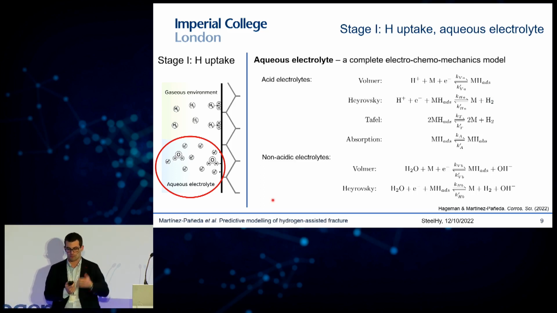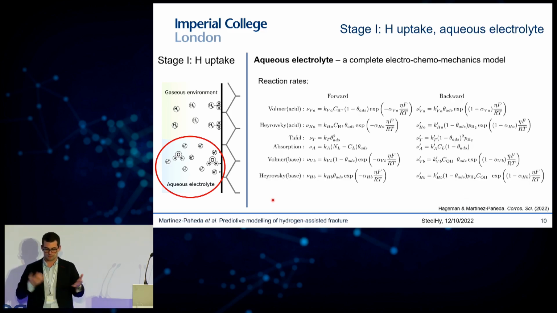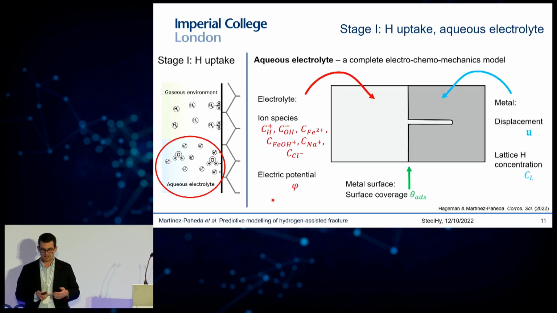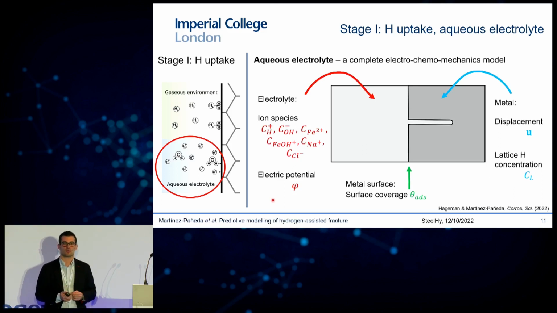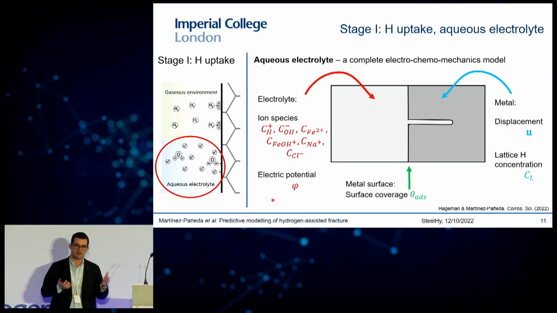So the usual Volmer, Heyrovsky, Tafel, and absorption reactions. And then, of course, each of those reactions has its own forward and backward reaction rates that you also need to incorporate in the model. And at the end, the finite element model looks something like this. So you effectively have three domains. First, you have the electrolyte domain, where you are solving for the electrolyte potential and for as many ionic species as you need. You can see here, as an example, the ones that we took for numerical examples.